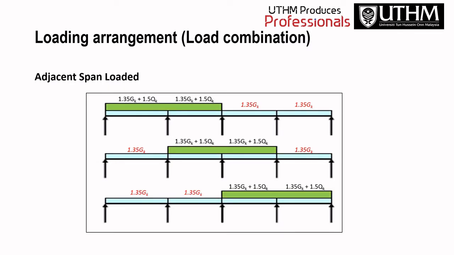So for the adjacent spans loaded, it is like this. You need to have these two adjacent spans loaded with the design permanent and variable actions, and then the other span you only load with the design permanent loads. So this one starts with these two spans, and then in case 2 you start with the second span and the third span, and then the third case here you see this is the last two spans loaded with the design permanent and variable load.